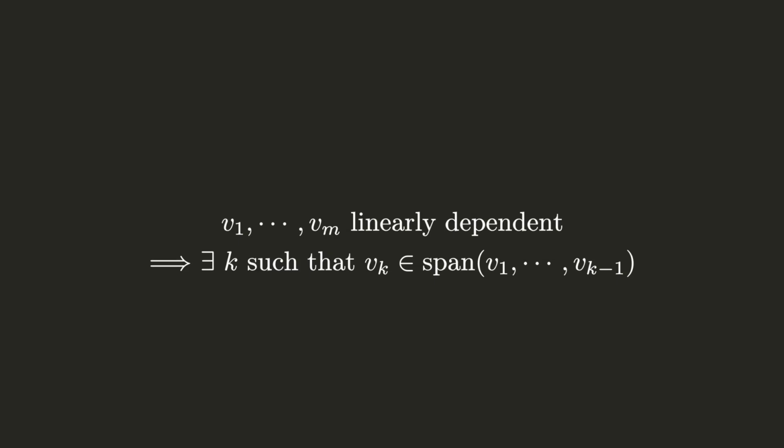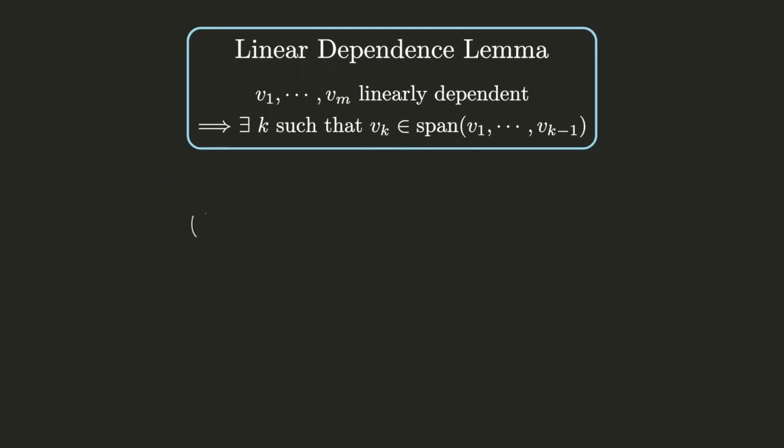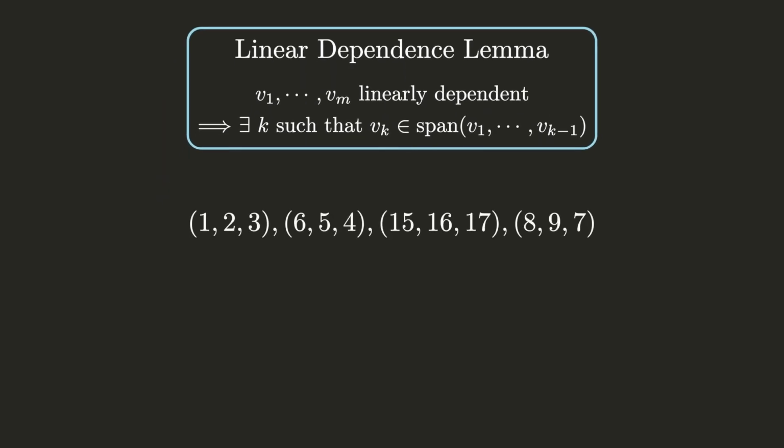It states that if the list v1 through vm is linearly dependent, there exists an index k such that vk is within the span of the vectors preceding it. So that's it. Let's again use an example to make it more concrete. Given this list of 4 vectors, how do we determine if they are linearly dependent or independent? Let's try to apply this lemma.